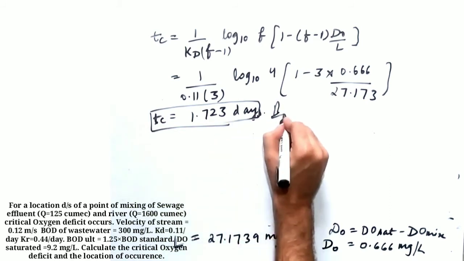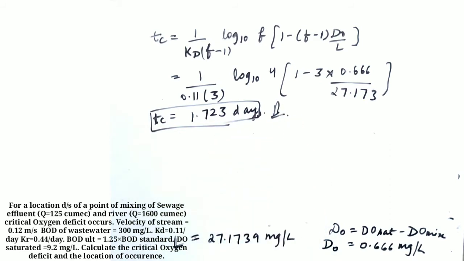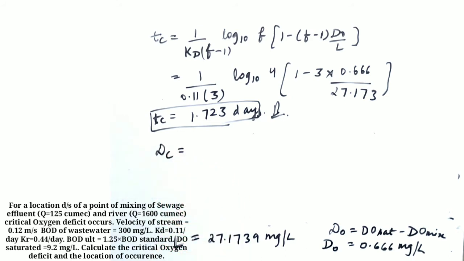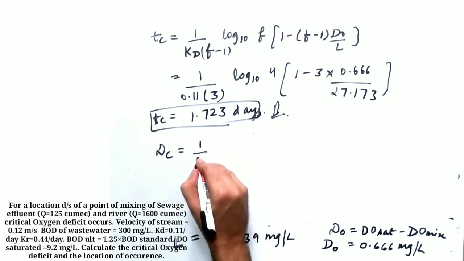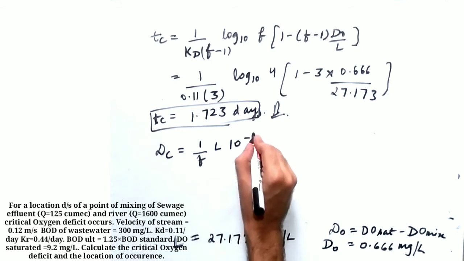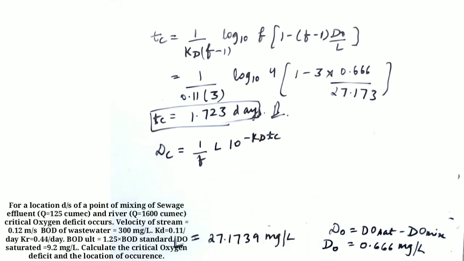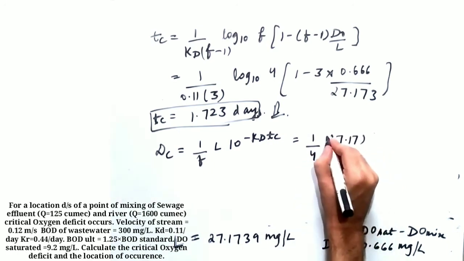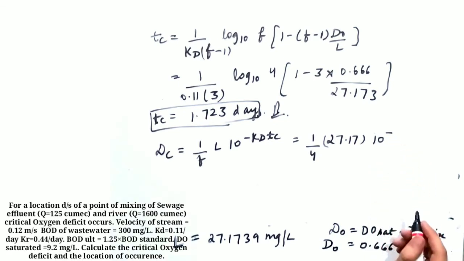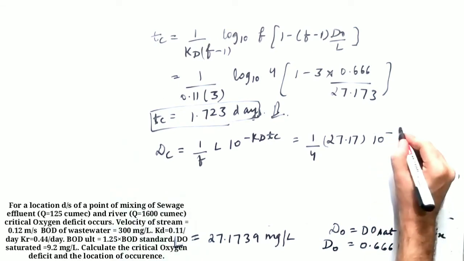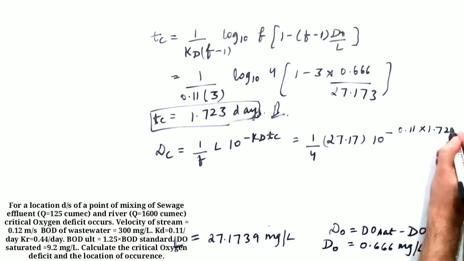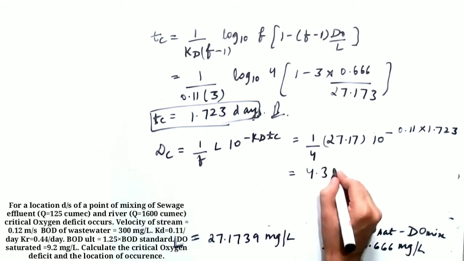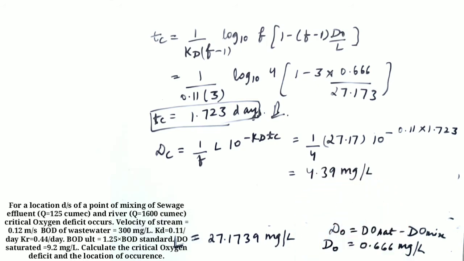I hope this is one part of the question, and I hope this is clear to you. Now you have to calculate the value of DC. To calculate the value of DC, you require 1 upon F, this is the formula, L 10 to the power minus KD into TC. Simple. So this is 1 divided by 4, L is 27.17 and 10 to the power minus KD. What is the value of KD? The value of KD is 0.11 and TC is 1.723. So when you solve this, the DC value will come out to be 4.39 milligram per liter. I hope this is clear to you.